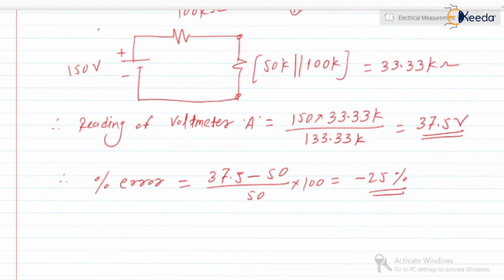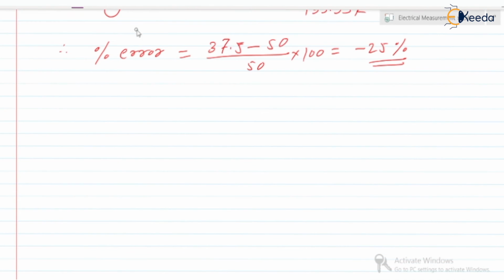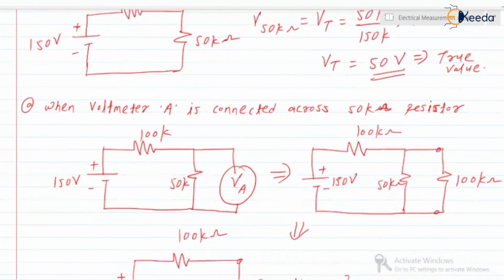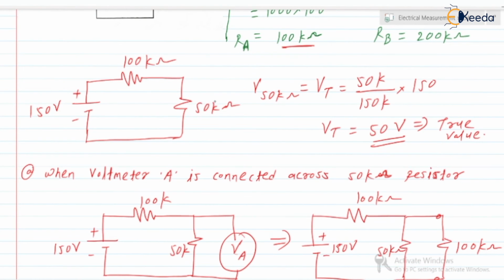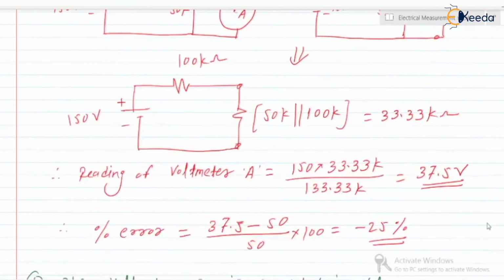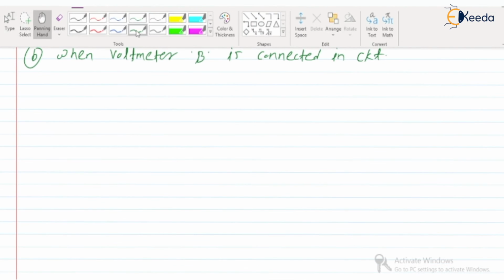Similarly, can we check for the second voltmeter? Suppose voltmeter B is connected in the circuit. Here we need to connect voltmeter B in parallel with the 50k. What is voltmeter B's resistance? It is 200k. So we can draw the equivalent circuit with voltmeter B.